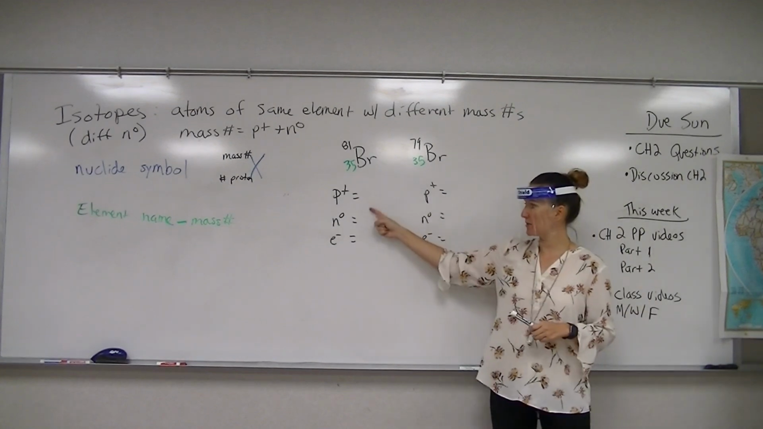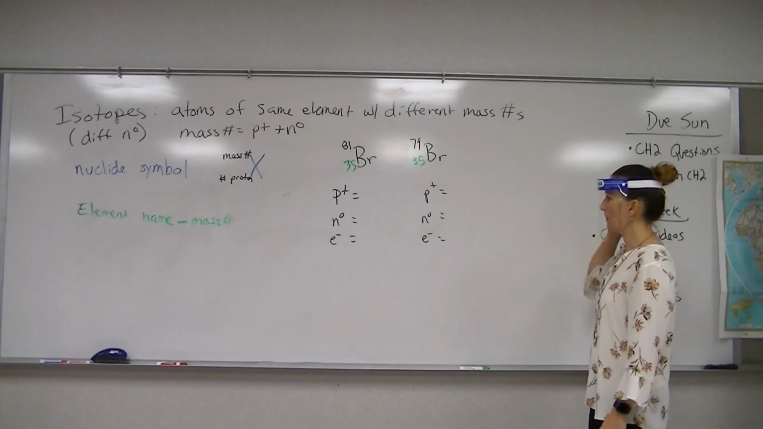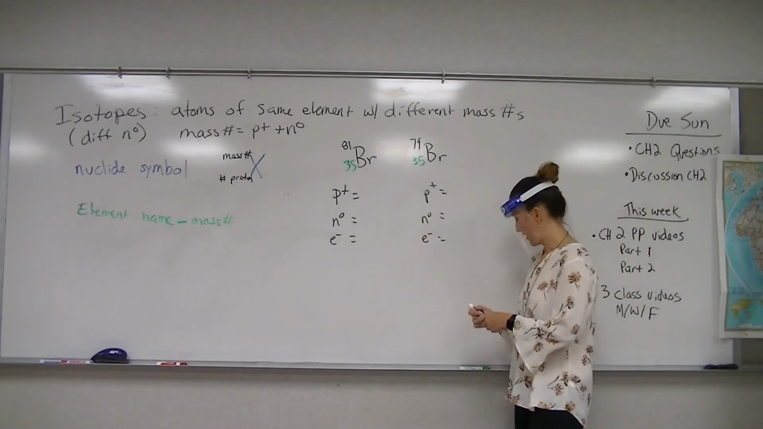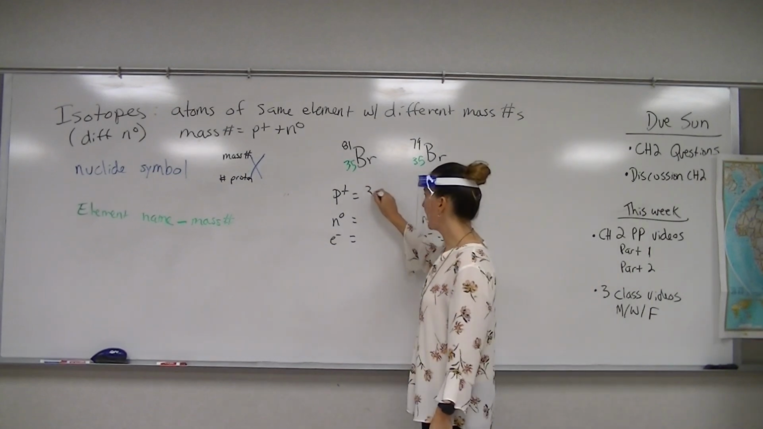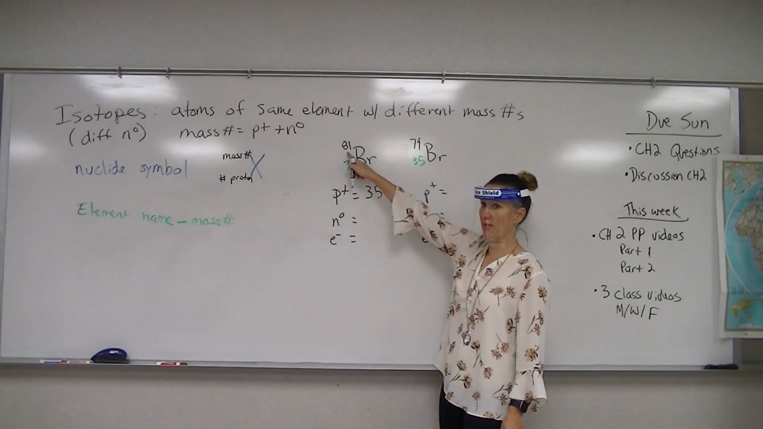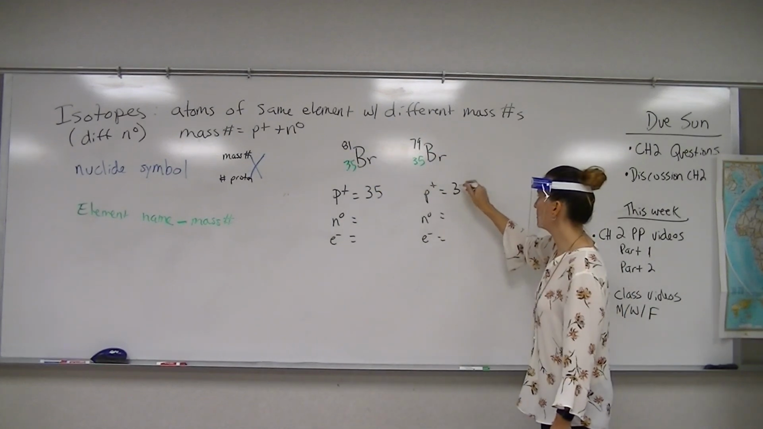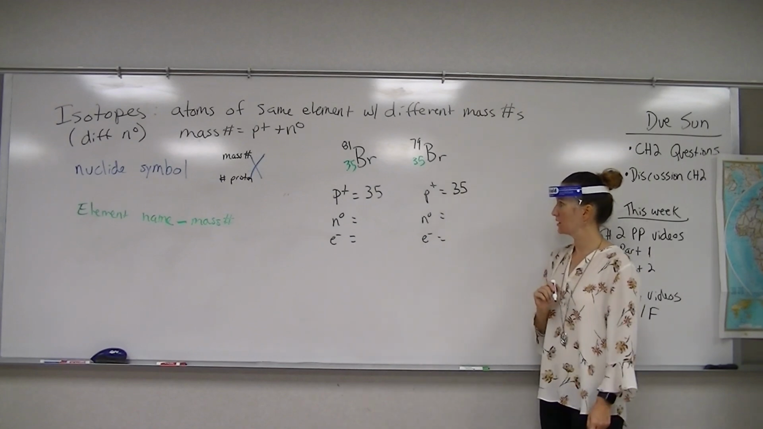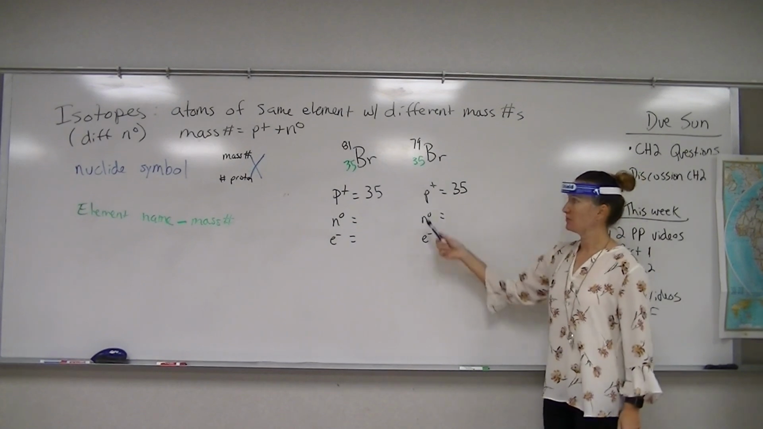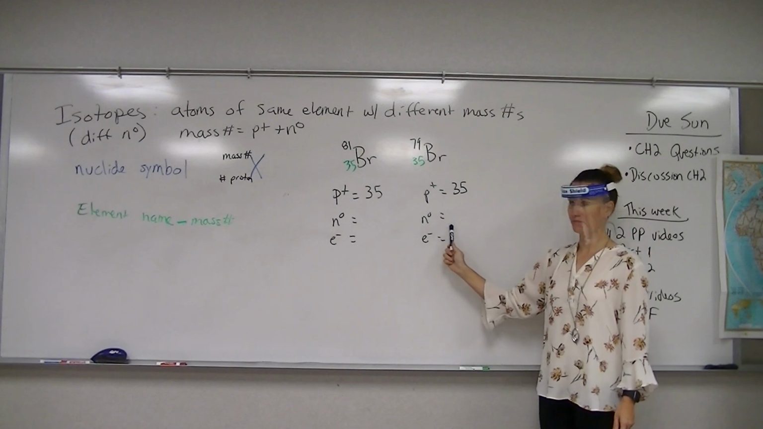So these are the 3 subatomic particles in an atom. So protons, how many protons does bromine have? That's the 35. That's the number that's not going to change. So it doesn't matter if I'm talking about the isotope with a mass number of 81 or the isotope with a mass number of 79. Their protons are going to stay the same. So I'm going to put it the same on both of these. What's different between these two isotopes is the neutrons. So we should see different numbers here.